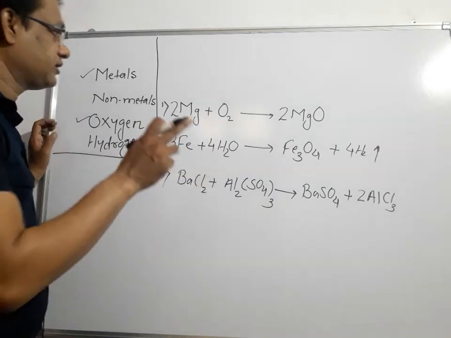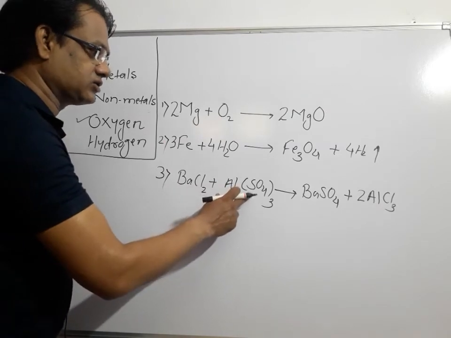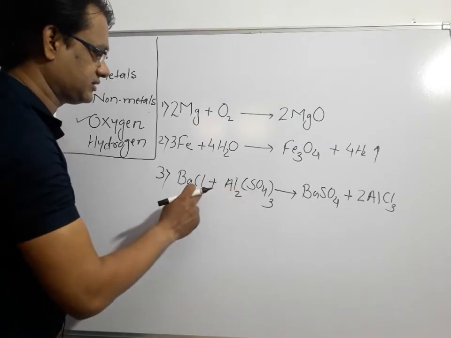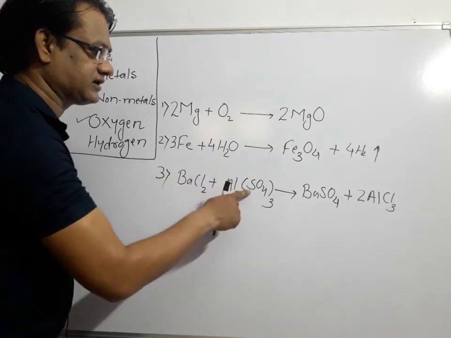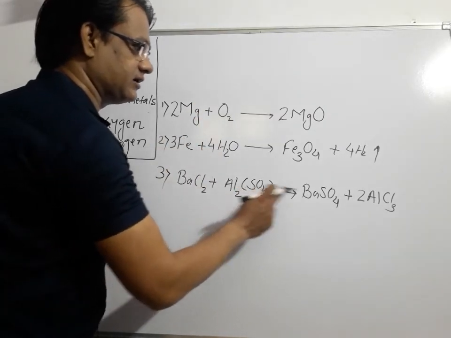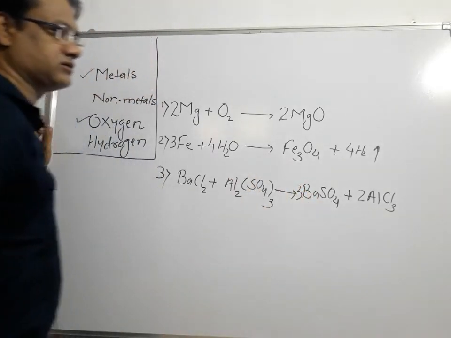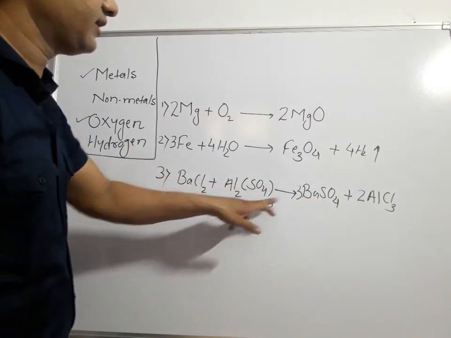We will choose the non-metal. So non-metal, chlorine is here, sulfur is here. So we'll choose the sulfur because chlorine is only 2 and sulfurs are 3. So that's why we'll choose the sulfur. So 3 sulfurs are here. Here only one sulfur is there. So we'll put 3 here. So now this sulfur becomes 3 and becomes equal.